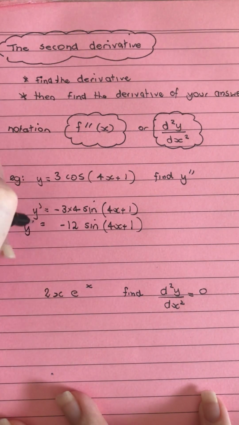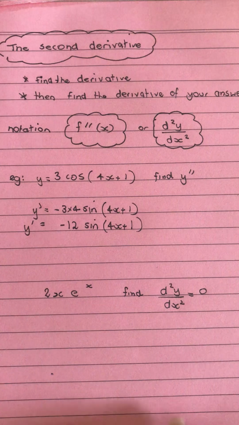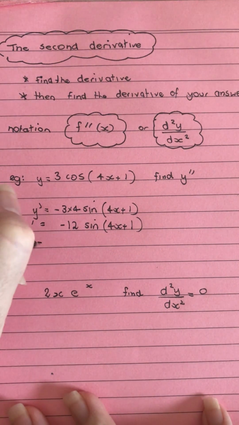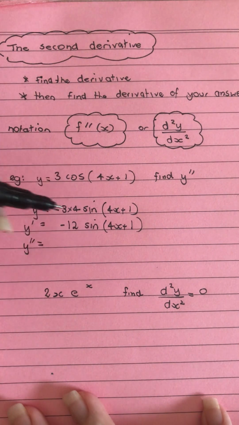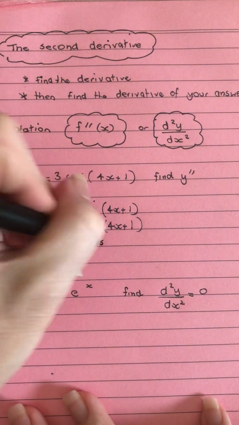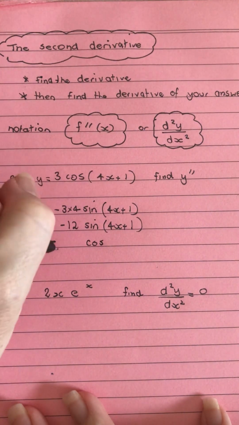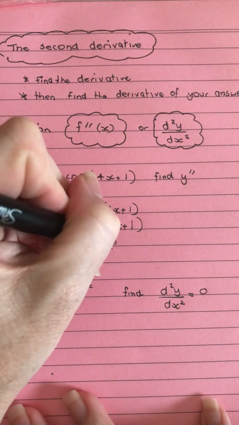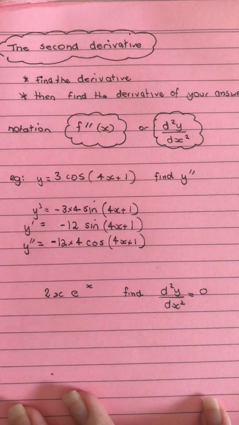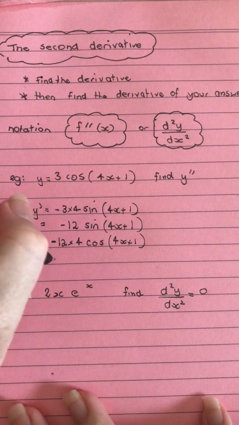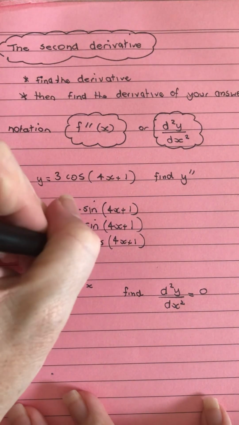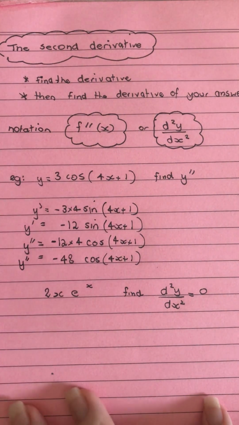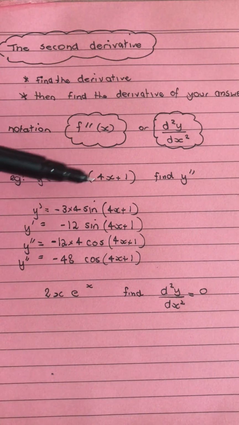But we're not finished because we have to do the second derivative. So now we're going to do that again to get our second derivative. Our sine is obviously going to go to cos. We're going to keep that negative there. We've got the 12, and we need to multiply it by the 4. The bracket part stays the same. Then we'll simplify that to negative 48 cos of 4x plus 1. So that's the second derivative of our 3 cos 4x plus 1.